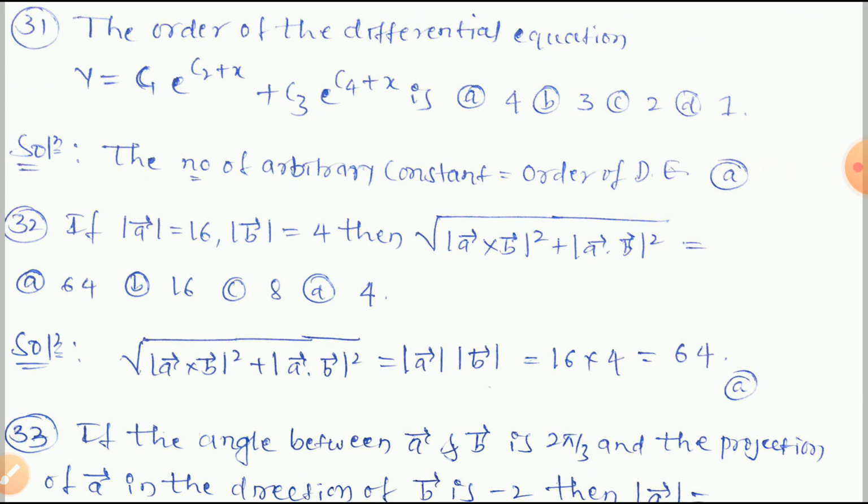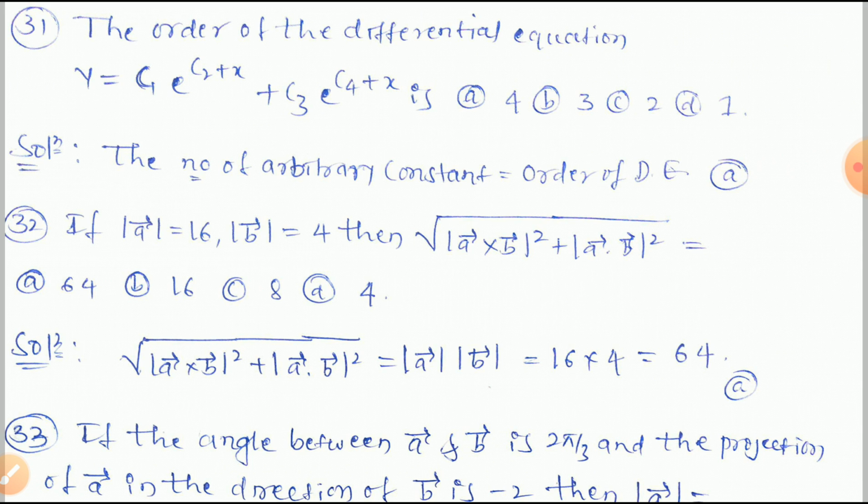Now we will discuss Karnataka Common Entrance Test 2019, subject Mathematics, version code C4. Okay, now question number 31.